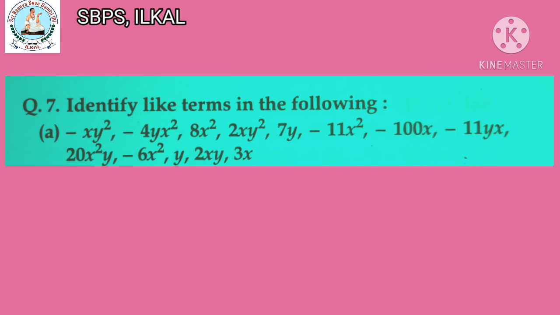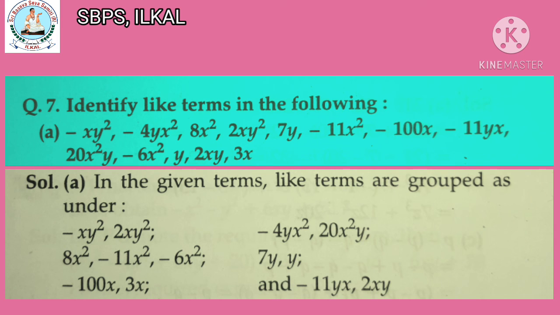Seventh question. Identify like terms in the following. A question: minus xy square, minus 4yx square, 8x square, 2xy square, 7y, minus 11x square, minus 100x, minus 11yx, 20x square y, minus 6x square y, 2xy, 3x. These are the given terms. We have to identify the like terms and separate them.